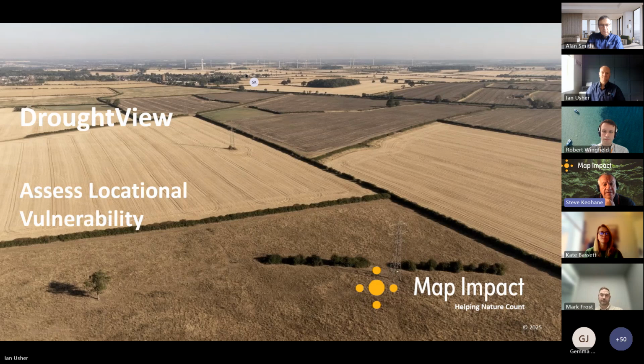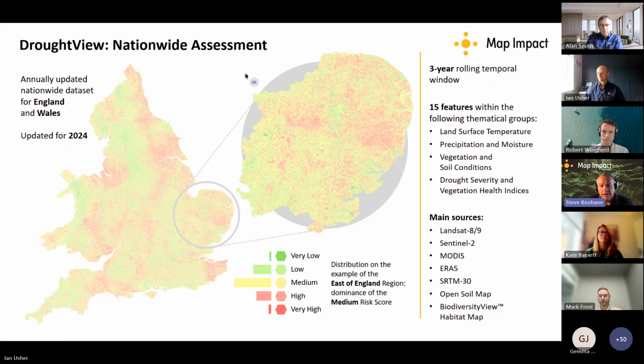In terms of drought view, again, the same sort of approach, a 3-year temporal window, very specific thematic groups. So again, looking at things like land surface temperature, precipitation is obviously extremely important here, but also the vegetation, soil conditions, land management and condition play a very important part. Also drought severity, vegetation health indices. The whole thing around water stress is important. What happens when the supply of water in rivers, etc., starts to go low? What impact does that have?